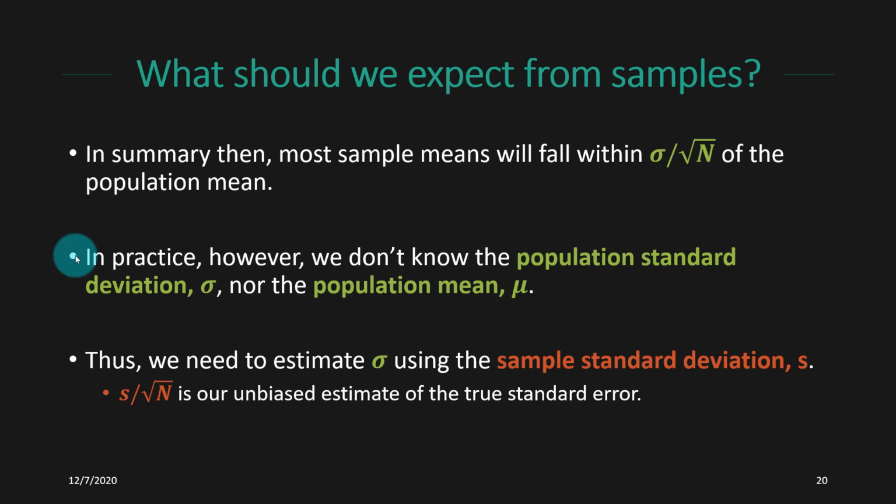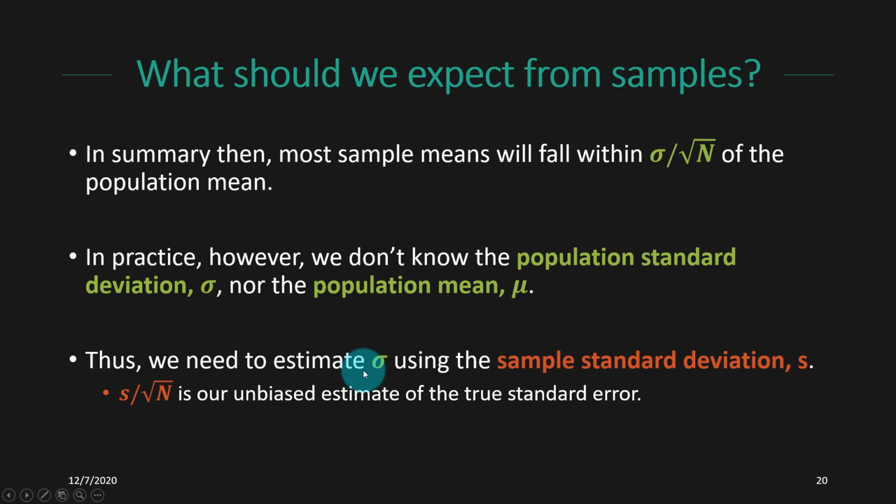In practice, however, we don't know the population standard deviation, nor do we know the population mean. Thus, we need to have some estimate of the standard deviation, and we need to have some estimate of the mean. And we'll use the statistics that we calculate in the sample as estimates of those parameters in the population.